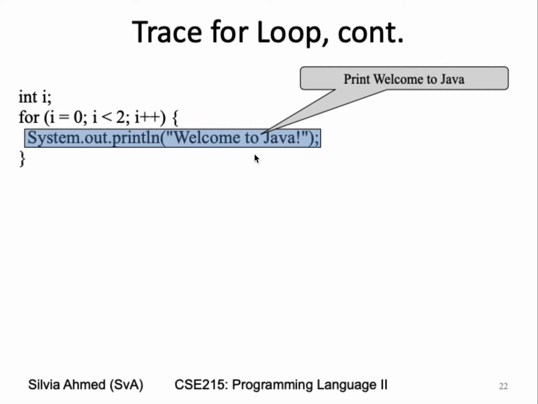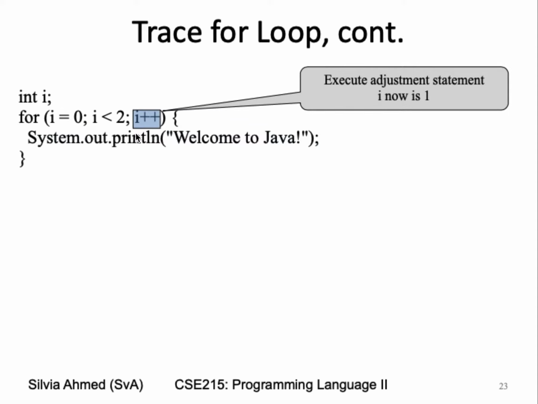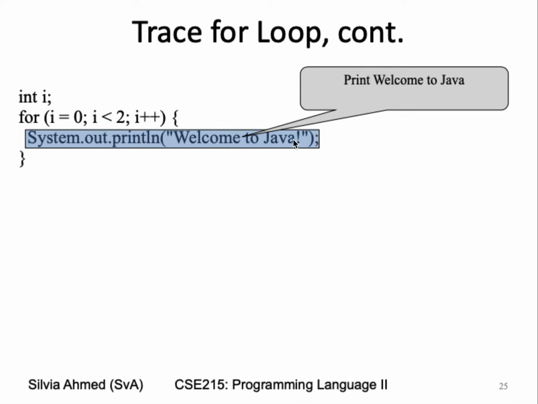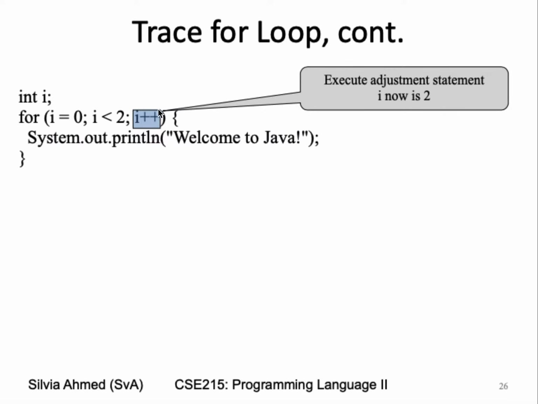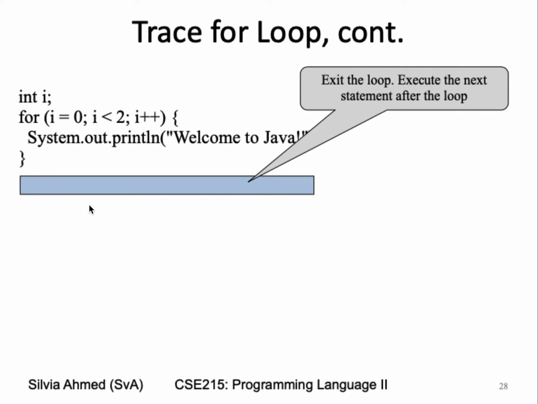When we are done printing this, we go back to the update of I, I++. So I becomes 1. Then we loop back into the continuation condition and compare if 1 is less than 2 or not. Since this is true, we again go directly inside the loop and print welcome to Java. Afterwards, we go back to the update part and I now becomes 2. Then it compares if 2 is less than 2 or not, which is false. So now it will go to the next part of the program.